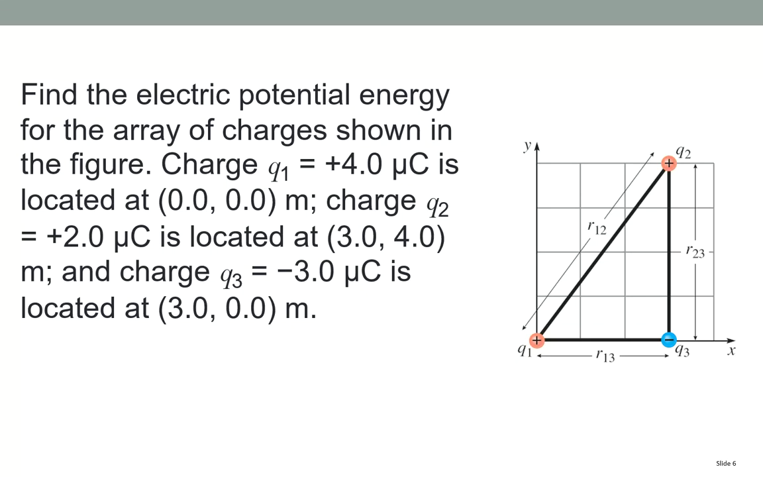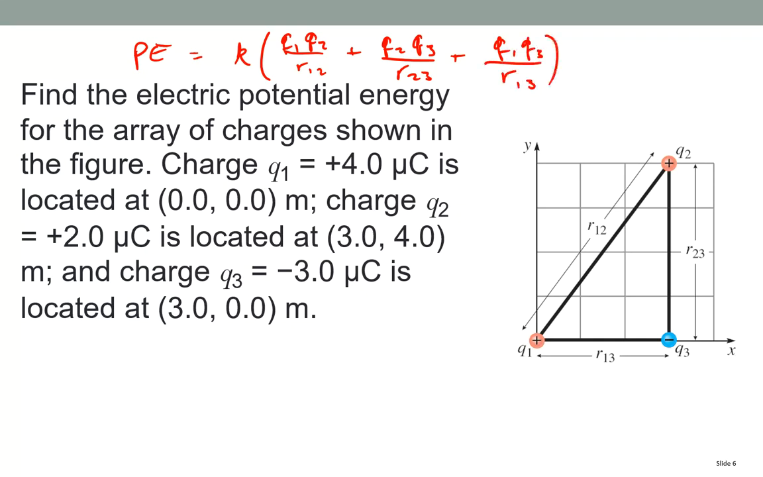I don't know why I'm getting this wrong. I'm going to write this the way that Sarah and Andy did, and that is potential energy is equal to K times, and just do the pairs: Q1, Q2 over R12 plus Q2, Q3 over R23 plus Q1, Q3 over R13. Factor out the K because everything's multiplied by it.